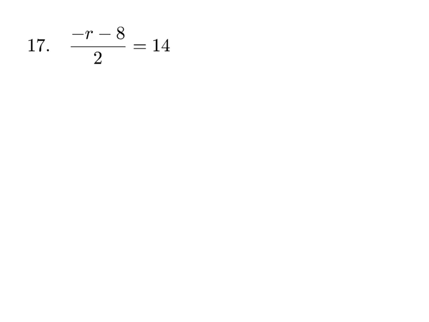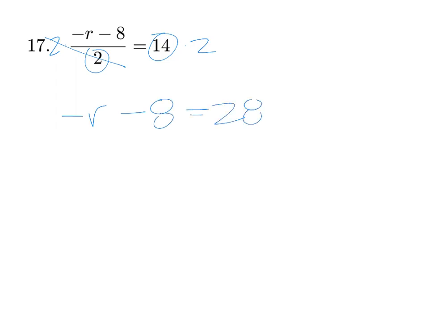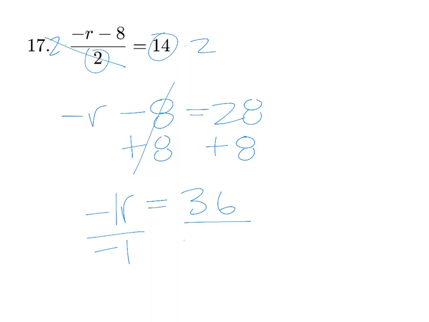All right, 17. I have a fraction in this equation. We don't like fractions. We want to get rid of them as fast as possible. So this is one way to do it. You just multiply by the denominator on both sides. It cancels out on the left side. So I'm left with negative r minus 8 equals 28. Now the problem becomes very simple to do. Negative r equals 36. Divide by negative 1, and r is equal to negative 36.